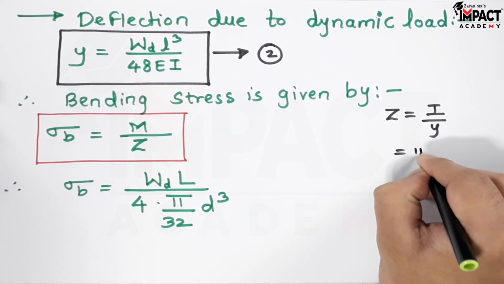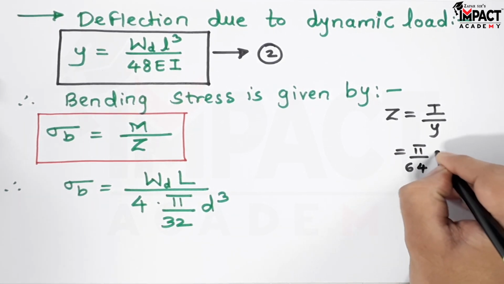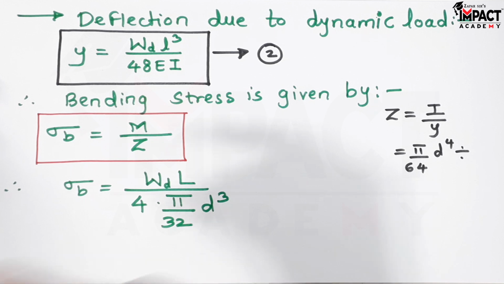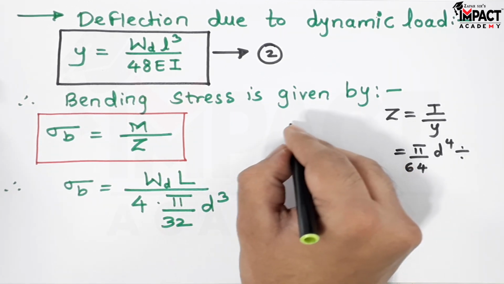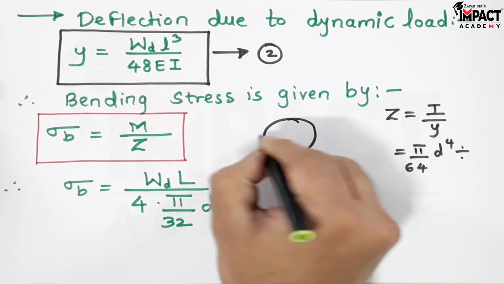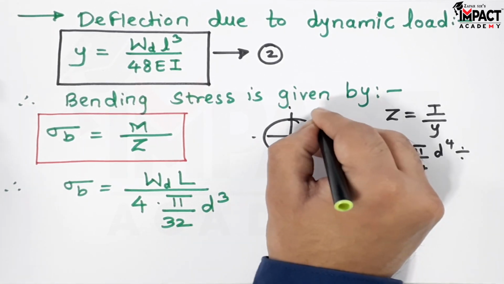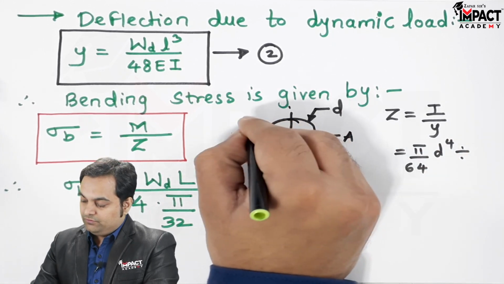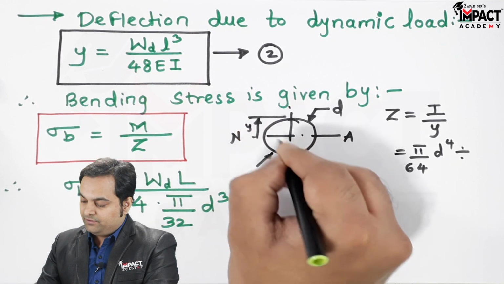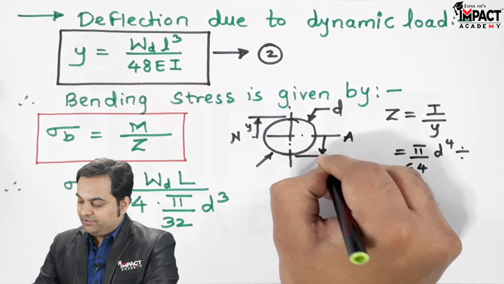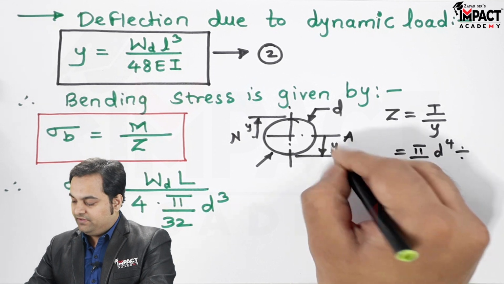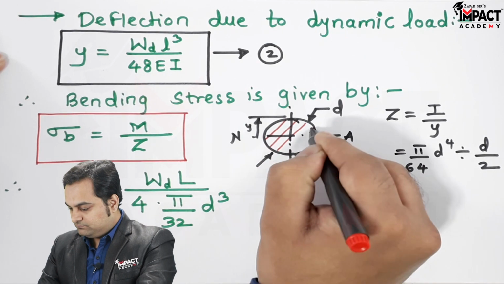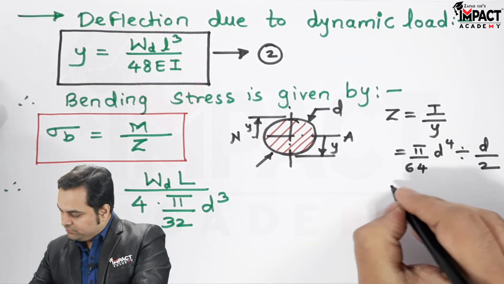I for a circular shaft is pi by 64 d raised to 4, divided by y, which is considered as the distance from the neutral axis to the topmost or the bottommost layer. I'll draw the section here. This is the section of the shaft having diameter d. Here is the neutral axis. So the distance from the neutral axis to the topmost fiber or to the bottommost fiber is denoted as y. So y in this case is the radius, which is d by 2, of the cross section of the shaft.